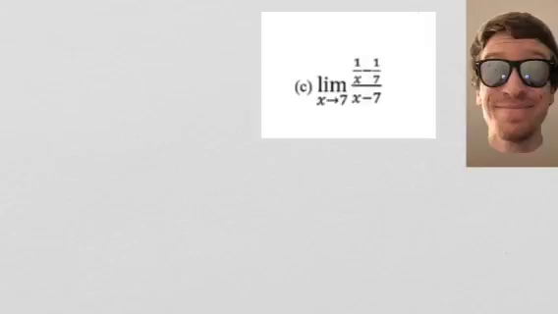Okay, so this question, we can recognize this as the derivative of 1 over x at x equals 7. This is the slope of the tangent line of 1 over x at x equals 7, because we have f of x minus f of c, in this case where c is equal to 7, over x minus c. And this is the limit as x approaches c.